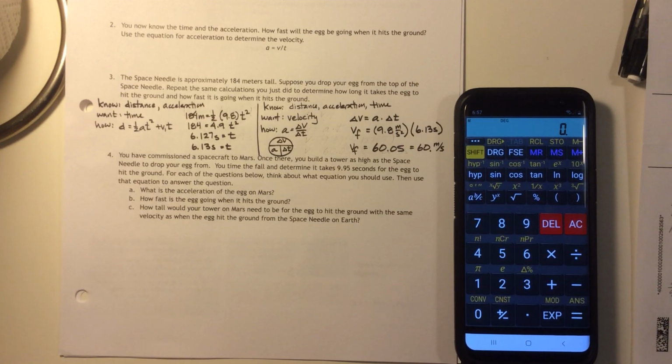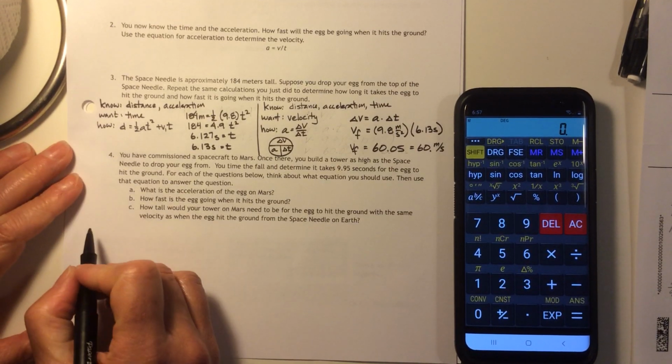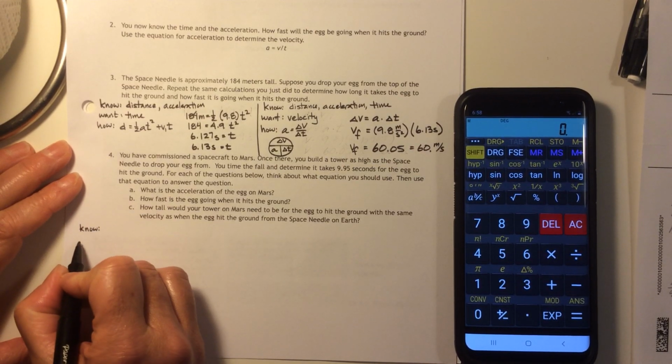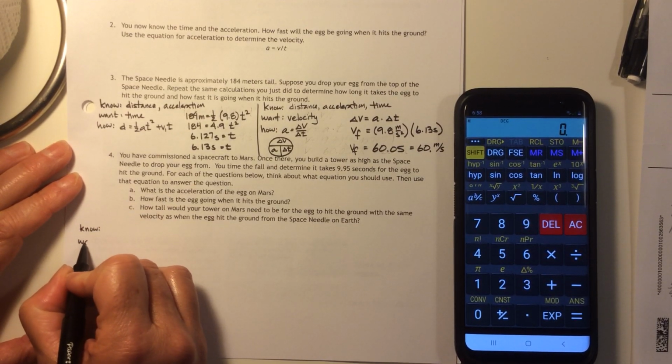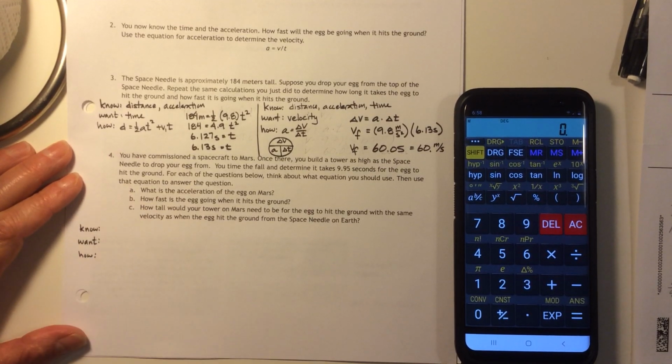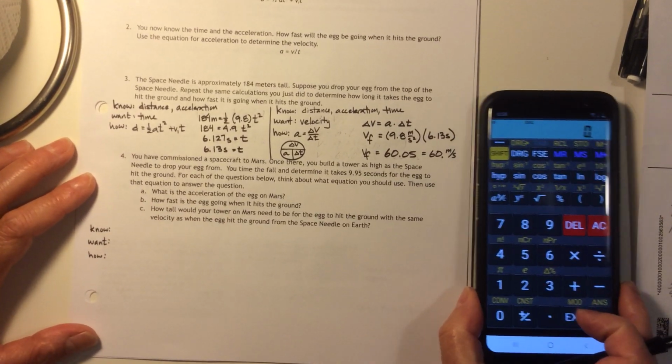All right, let's do 4A first. I'm going to go through the same process that we went through in class. So that is, what do I know? What do I want to know? And then how am I going to get to what I want from what I have?